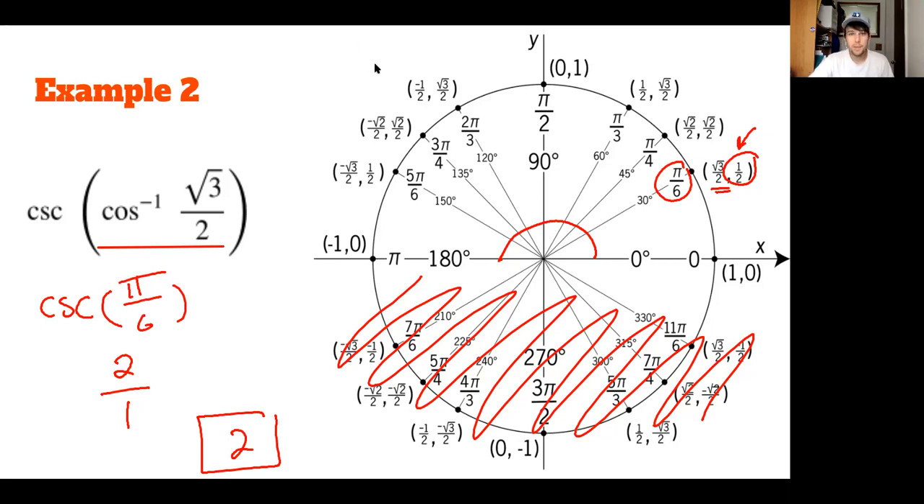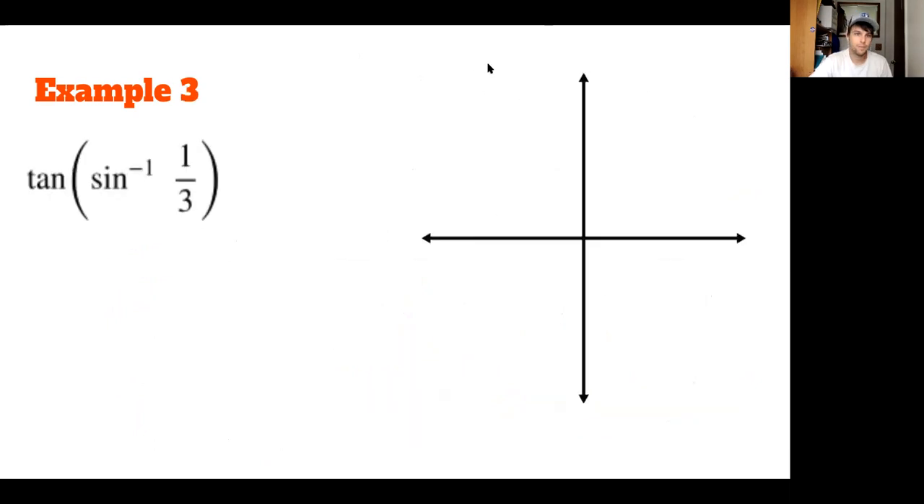Can be challenging, can be easy. Then we have something that's not on the unit circle. We're going to go ahead and take a look at these in part 2.